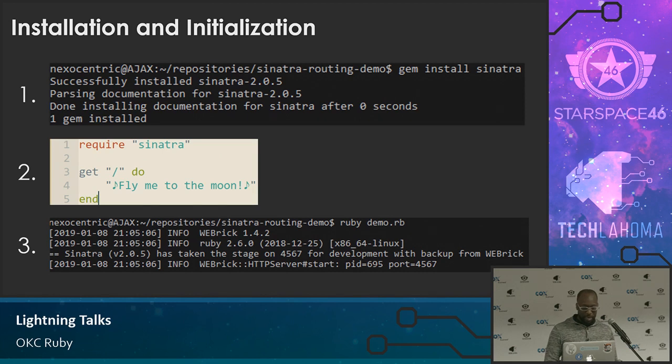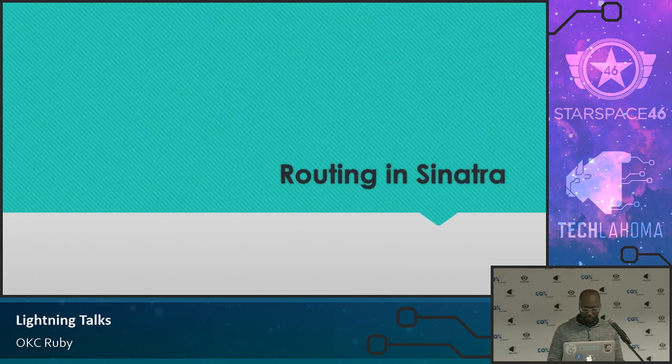and over here, I love that the Sinatra framework, they like to make fun of themselves. Over here, you just run your Ruby program, and over here it says Sinatra has taken the stage with backup from WEBrick. If you change your background server, like you want to use something like Thin or another server, it says with backup from Thin. That's just kind of cool. So they make fun of themselves. And then here's the port that you'd go to. So routing in Sinatra.